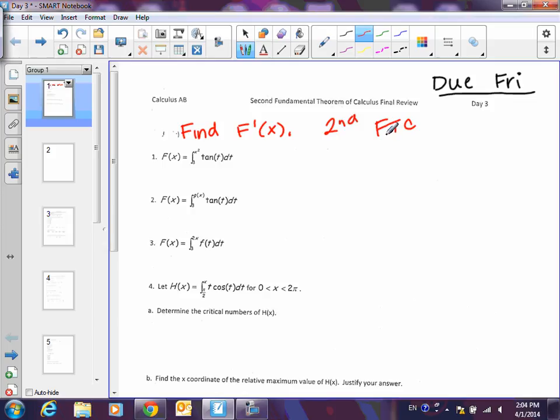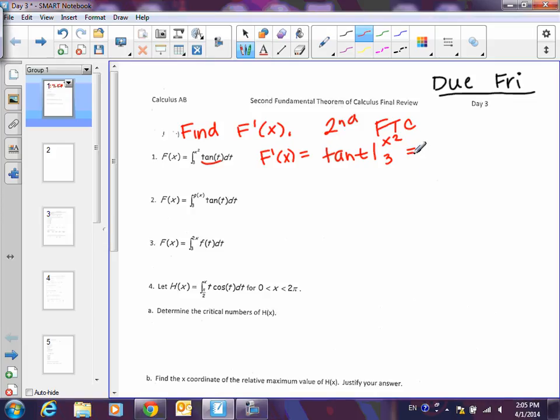Alright, the first fundamental theorem is basically how to do integrals and plug in your bounds. But the second one has to do with when you're given an integral, how do you take the derivative of it? Now remember that you don't do anything to that part. You're not deriving the tan t, you're not integrating it. It stays, so to find big F prime of x, it stays tan t. Now the only thing you have to do is deal with the bounds.